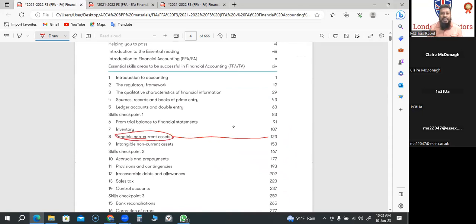Tangible non-current asset, very important for any accounting students, whether doing AAT, ACCA, CIMA, even A-levels, O-levels, GCSEs, IGCSEs. Very important, isn't it? Tangible. What do you mean by tangible? You can touch it. For example, this is a phone, you can touch it. Tangible, isn't it? Yeah, assets.